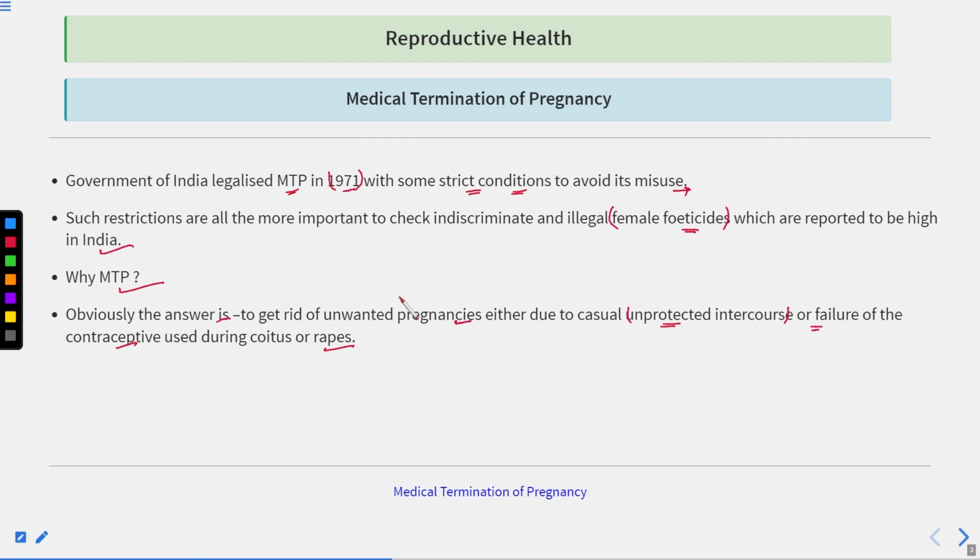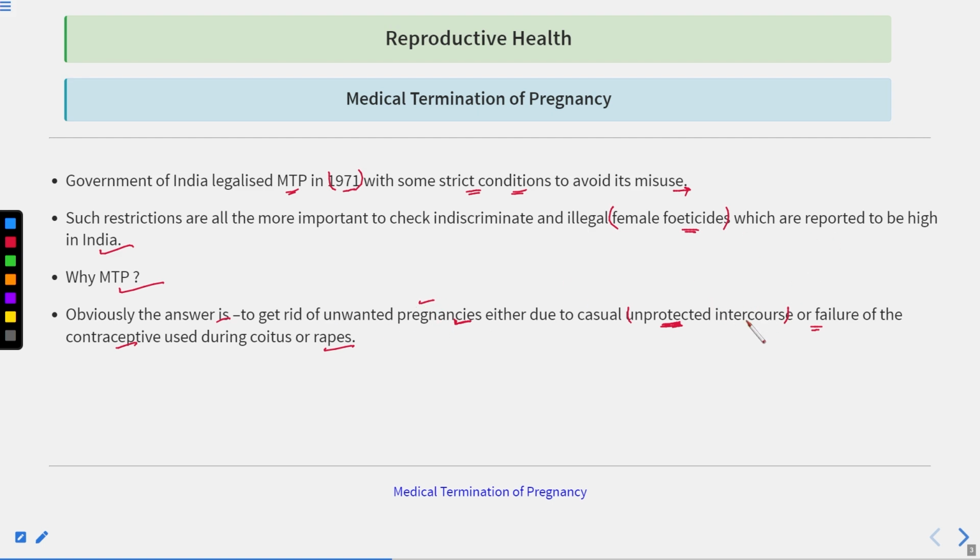Okay, so to avoid these unwanted pregnancies, MTP can be used. Because sometimes adults go for unprotected intercourse, and the female conceives, or she gets pregnant. So if the individuals want to get rid of the baby, or if the mother's health is not supporting, the mother is not healthy enough to carry the baby, then also abortion can be allowed.